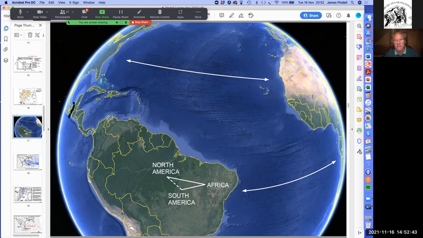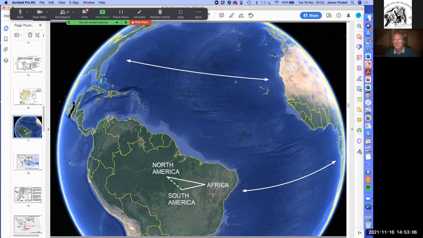We can do the same thing for North America and Africa, and you can see the fracture zones there as well. And all of these fracture zones are crossed by magnetic anomalies. So all you have to do is choose the same magnetic anomaly on either side of today's spreading ridge, and you can make an accurate reconstruction in both of these oceans.